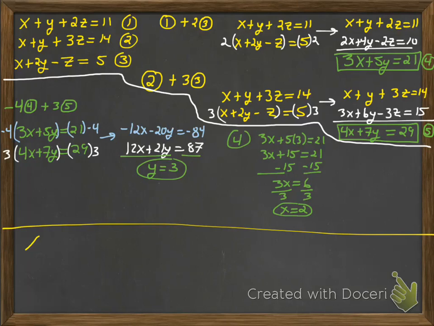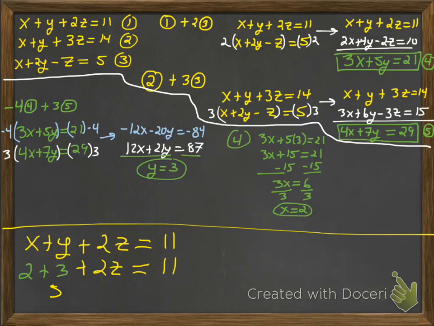And now we go back to one of the original 3. It does not matter which of the original 3 it is. It's just we have to go back to one of them. So I'm going to do equation 1 since it looks like it's the simplest. So x plus y plus 2z equals 11. The x is 2, the y is 3, plus 2z equals 11, and we're trying to isolate the z. So we have 5 plus 2z equals 11.